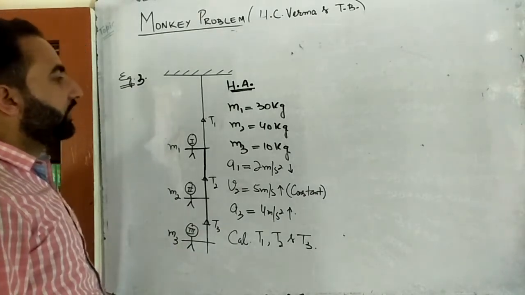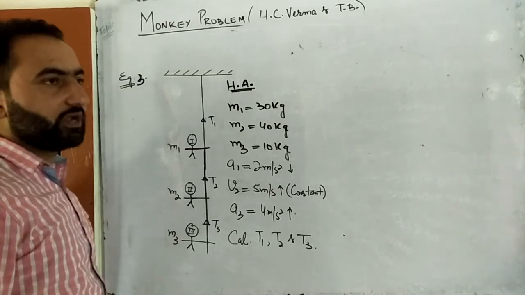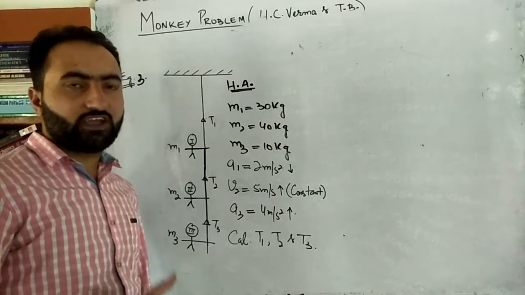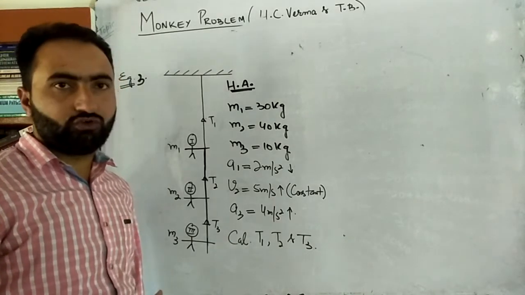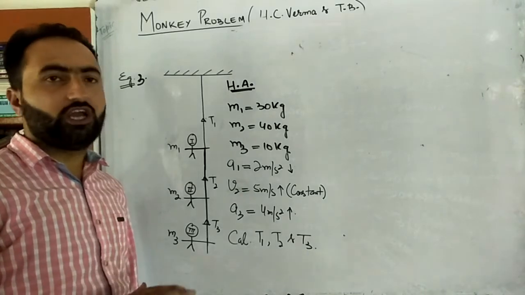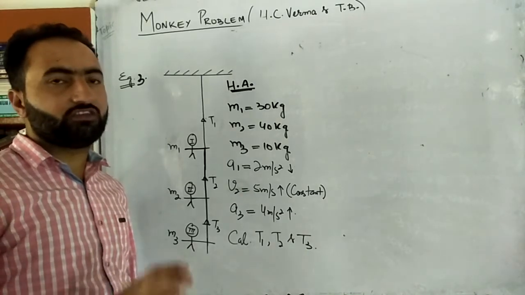Okay, so what you will have to take care of is this: number 1, the tension will be contributed by all those masses that are below that point, below that string. And number 2, if it's accelerating upwards, take it positive. If it is accelerating downwards, take it negative. If it's moving with a constant velocity, then neither positive nor negative, simply acceleration will be equal to 0.